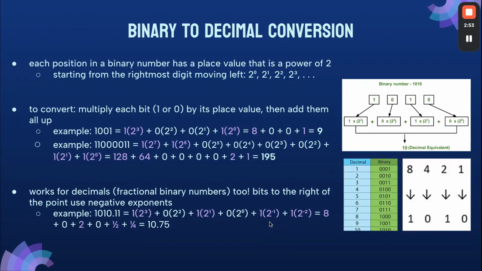We're doing the exact same thing up till this point, but from here, which is right of the decimal point, we have place values that have negative exponents. You can see that here. Since we have 1, 1 here, we have 1 times 2 to the negative 1 plus 1 times 2 to the negative 2. Then we add up all of our products and we get 10.75.